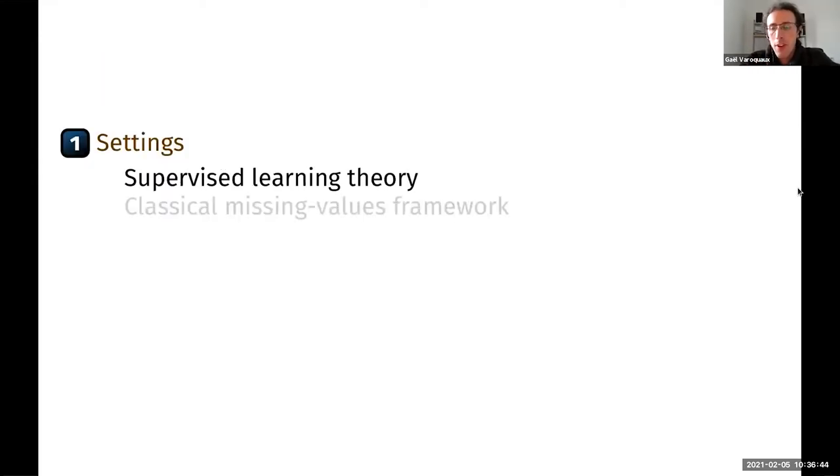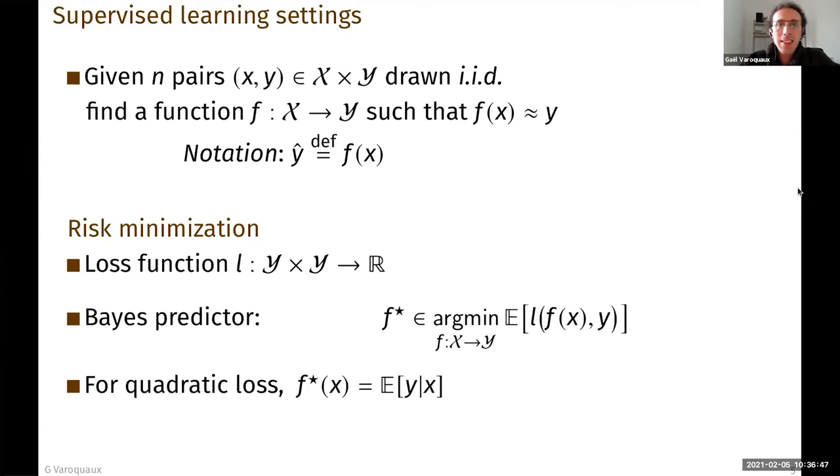So let's start with supervised learning theory, fairly classic settings. I'm given pairs (X, Y), which I'll choose as drawn IID from two spaces, X and Y. And my goal is to find a function that goes from X to Y such that f of X is close to Y for some distance.